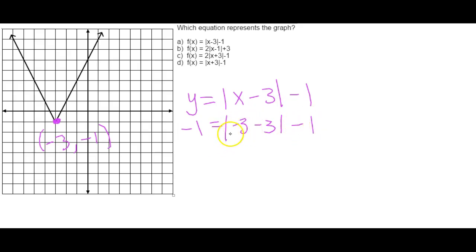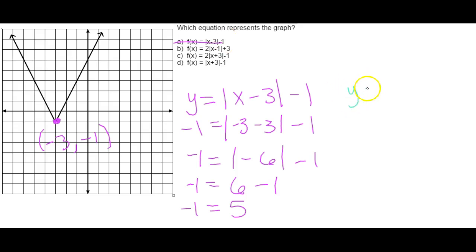When working with absolute value, we need to do what's inside the absolute value bars first. -3 minus 3 is -6. Then we need to actually take the absolute value. The absolute value of -6 is +6. And then 6 minus 1 is 5. Now these don't equal each other. That means this first answer choice is wrong. It did not work. So let's try answer choice B.